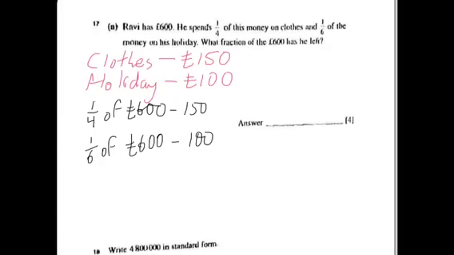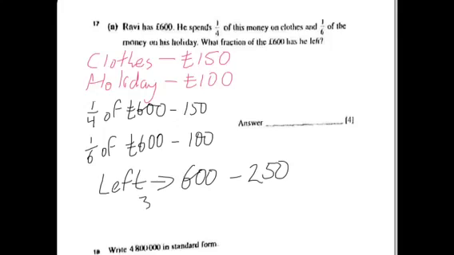Now, what fraction of the 600 has he left? Well, in monetary terms, the clothes and the holiday come to 250. So left, he has 600 minus 250. So he's got 350 left. Now that's out of the £600 that he had originally.